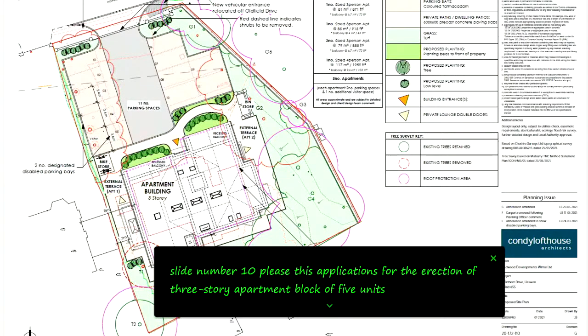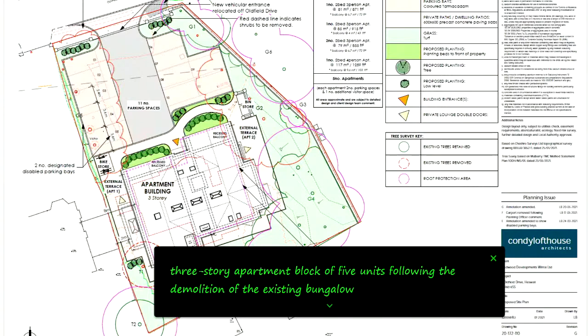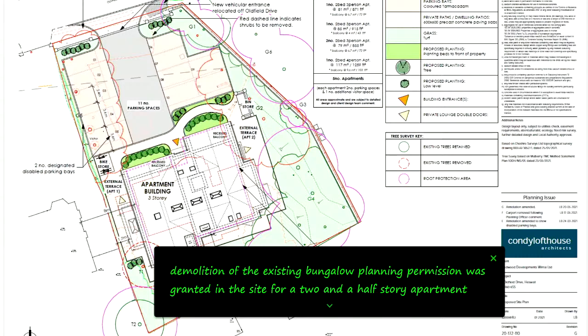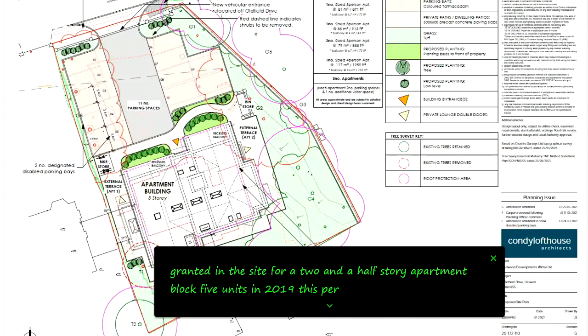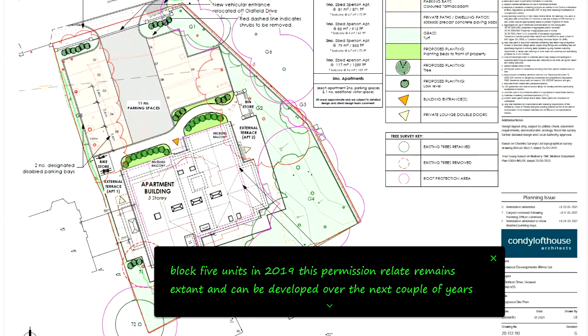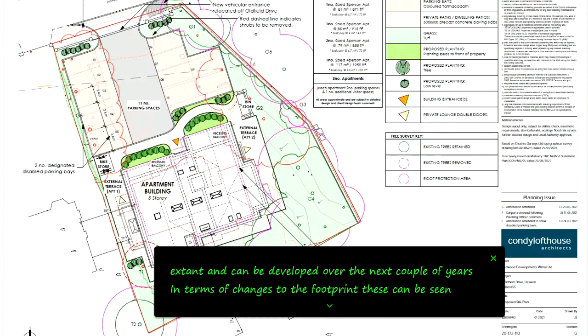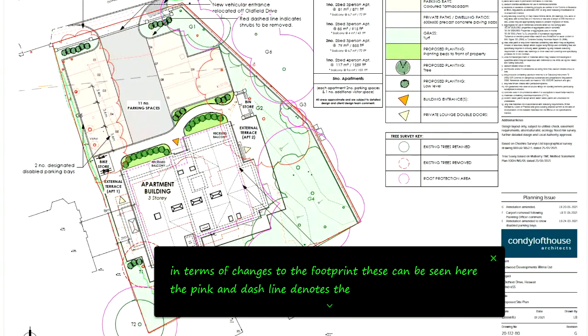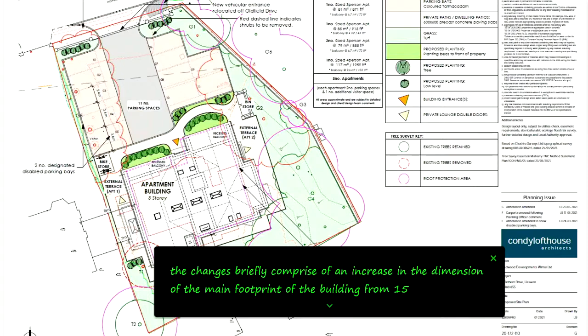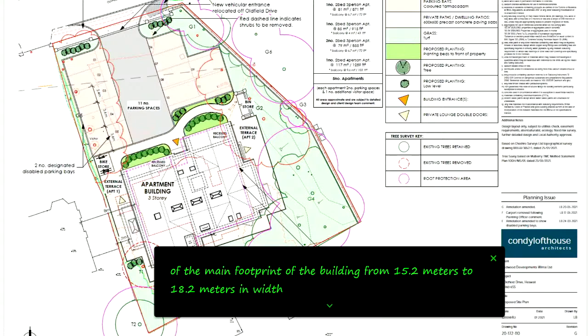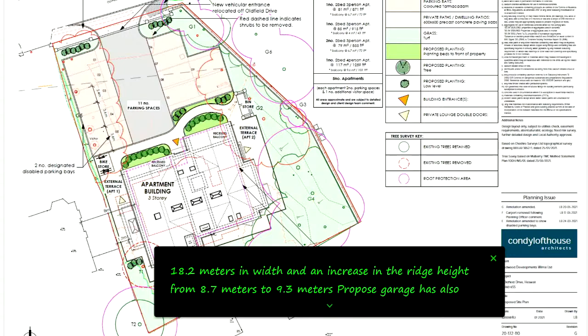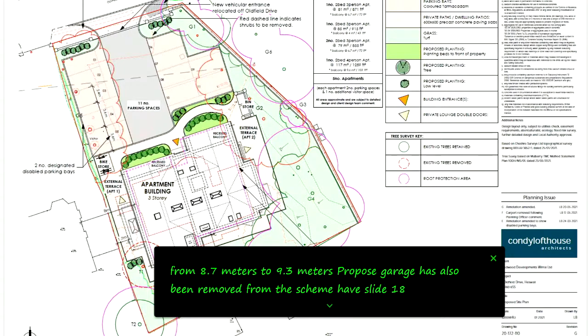This application is for the erection of a 3-storey apartment block of 5 units following the demolition of the existing bungalow. Planning permission was granted on the site for a 2.5-storey apartment block of 5 units in 2019. This permission remains extant and can be developed over the next couple of years. In terms of changes to the footprint, these can be seen here. The pink dashed line denotes the approximate footprint of the previous approval and the dark line the current proposal. The changes briefly comprise an increase in the dimension of the main footprint of the building from 15.2 metres to 18.2 metres in width and an increase in the ridge height from 8.7 metres to 9.3 metres. A proposed garage has also been removed from the scheme.